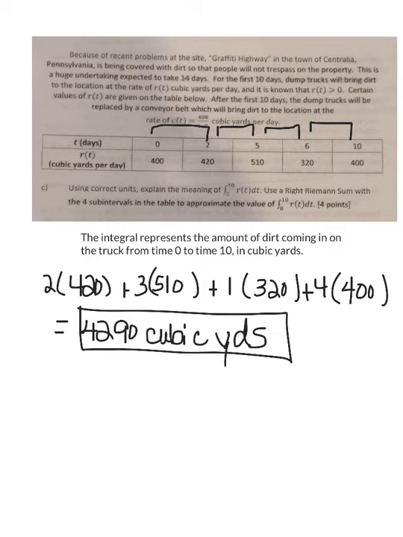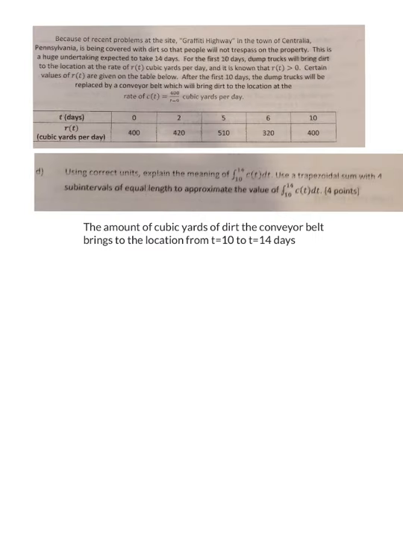Now, just FYI, if this was on your AP, you really don't need to multiply and add everything up. You could just have all of this, and then at the end, right in here, write cubic yards, and that would be totally sufficient. So that's perfectly acceptable.